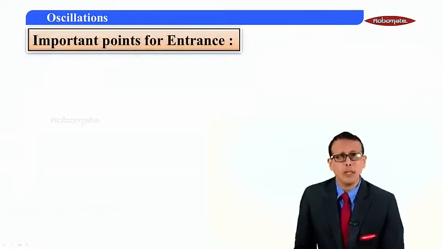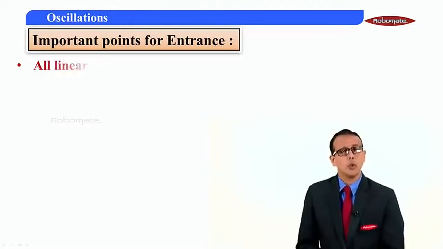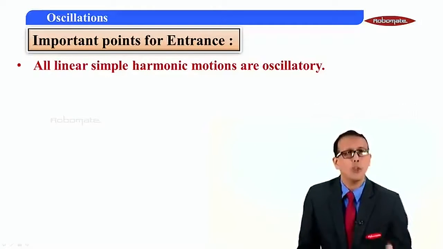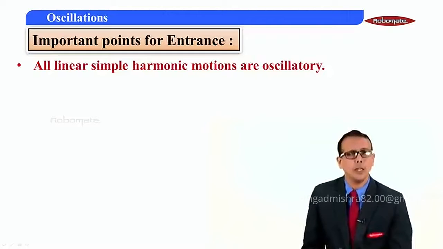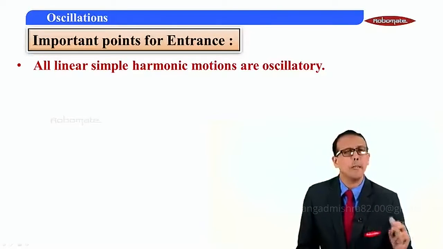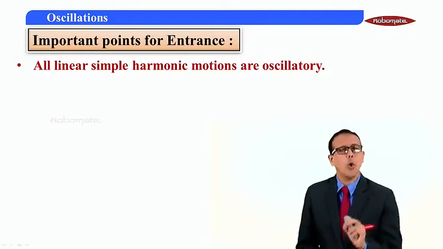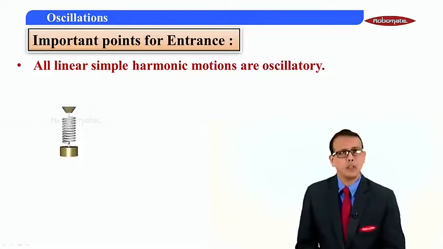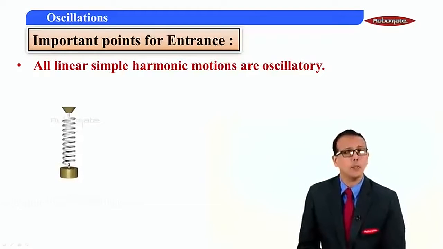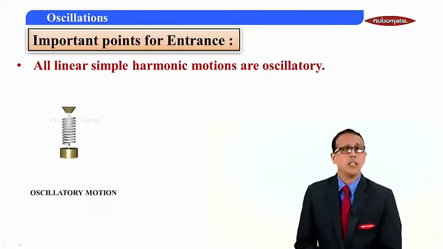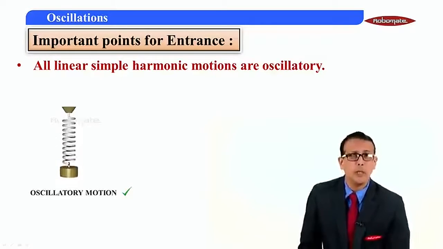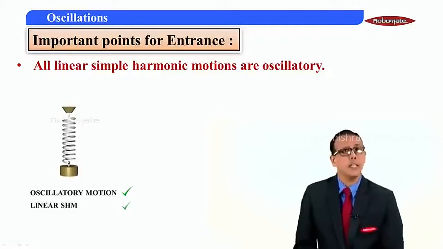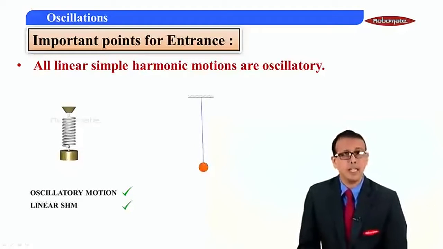Let's write some important points for entrance. Can I say, students, all linear simple harmonic motions are oscillatory? Yes, we saw in the definition only. Linear SHM is linear periodic oscillatory motion. So, all linear SHMs have to be oscillatory in nature. Let's go for an example. Say a block attached to a spring-mass system. Is it oscillatory? Yes, it is oscillatory. It is performing to and fro motion. Is it linear SHM? Yes, we have already defined this. It is linear SHM.